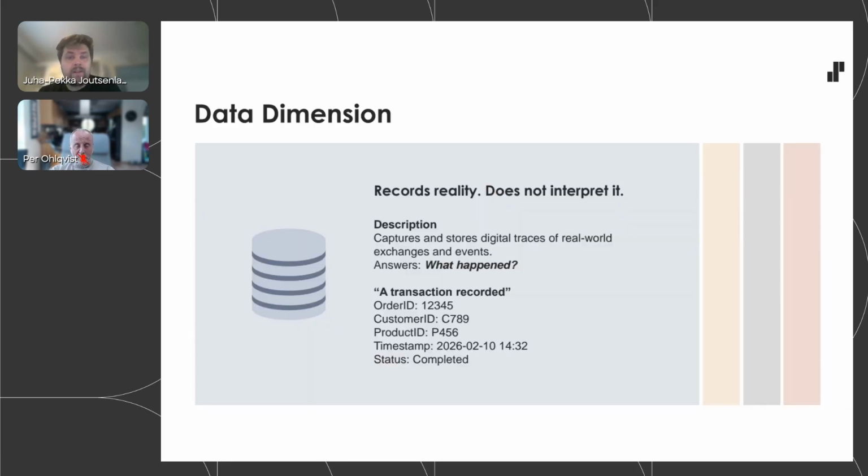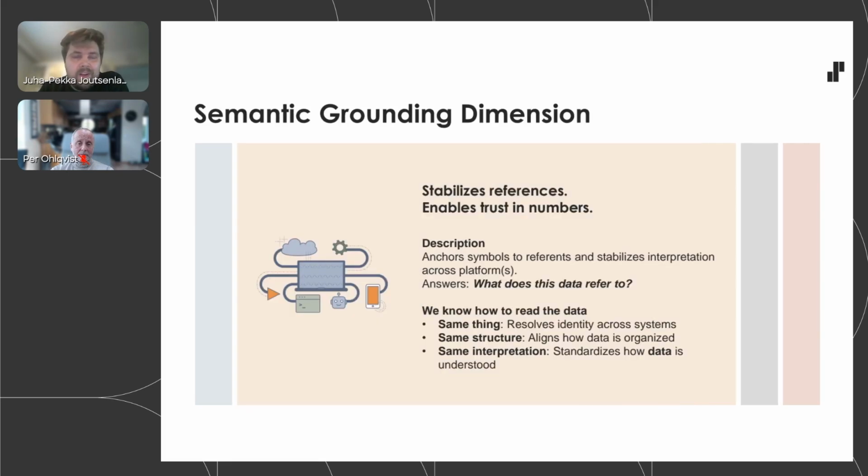So of course, the first one is the data. It's a record of reality, and it does not really interpret it. So it only explains what happened. It captures some real world event, in this case, an order, in a digital format. So quite an obvious one. But then after that, we will go into the deeper semantics areas.